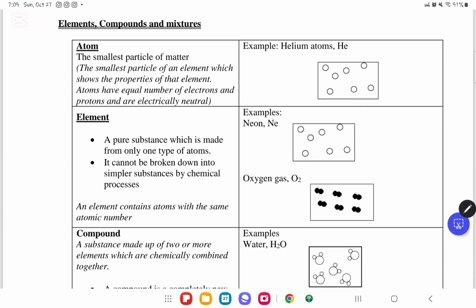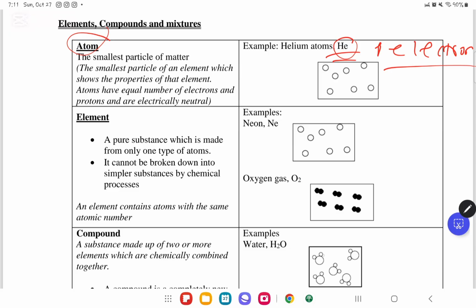Now we're talking about elements, compounds, and mixtures. We're going to start with an atom. An atom is the smallest particle of matter, the smallest particle of an element, which shows the properties of that element. Okay? So atoms of the same element have an equal number of electrons and protons. So actually it's in all atoms, but what I'm trying to say is that atoms of helium, for example, helium has one electron. So every single atom of helium, pure helium, will have one electron.